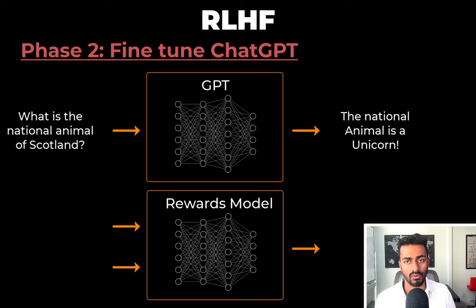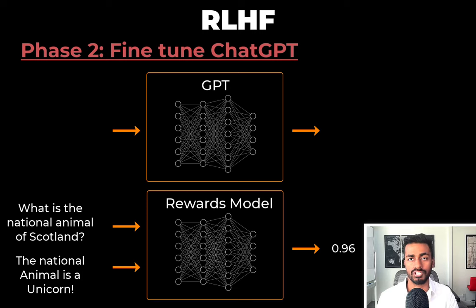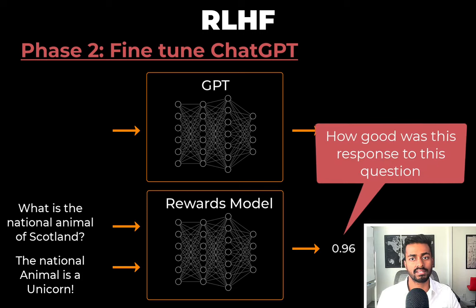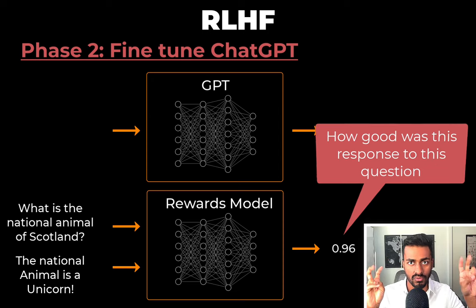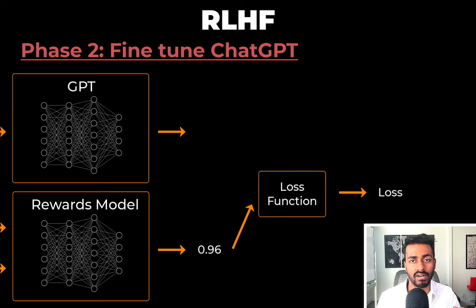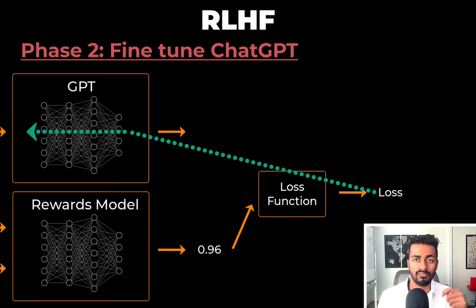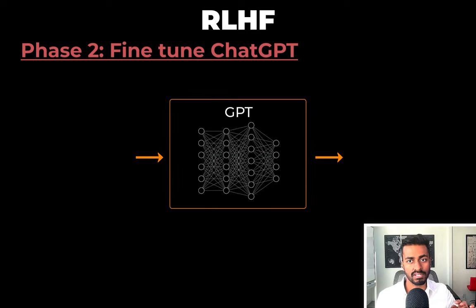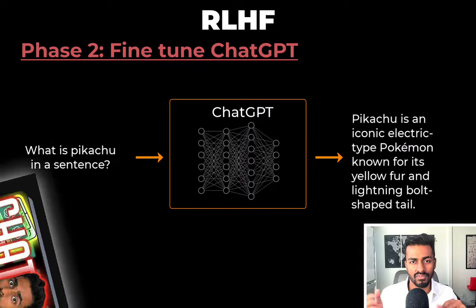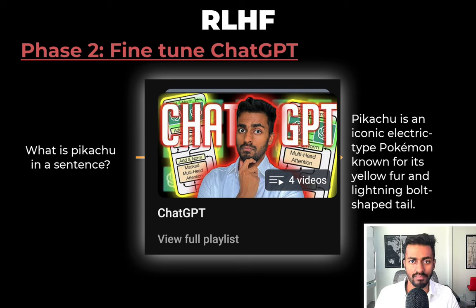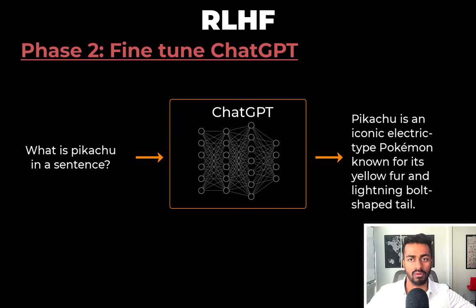This response, along with the question, is passed to the rewards model to generate a number. That's a score that tells us how good was this response to this question. Now we use this reward in the loss function for ChatGPT's network. We now perform backpropagation so that ChatGPT learns. Now this is just one iteration, but we keep doing this for multiple iterations. And once trained, ChatGPT becomes the public-facing app that it is today. For a deeper dive on the entire process for ChatGPT, you can check out my playlist of videos right here. But overall, I hope you understand the real-world use case of reinforcement learning through human feedback.